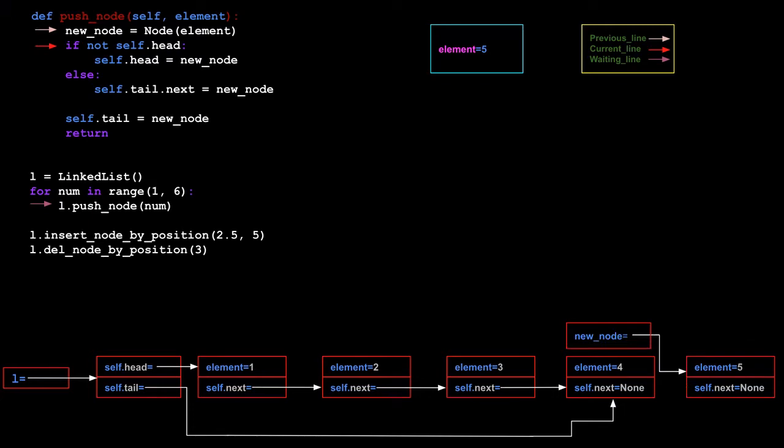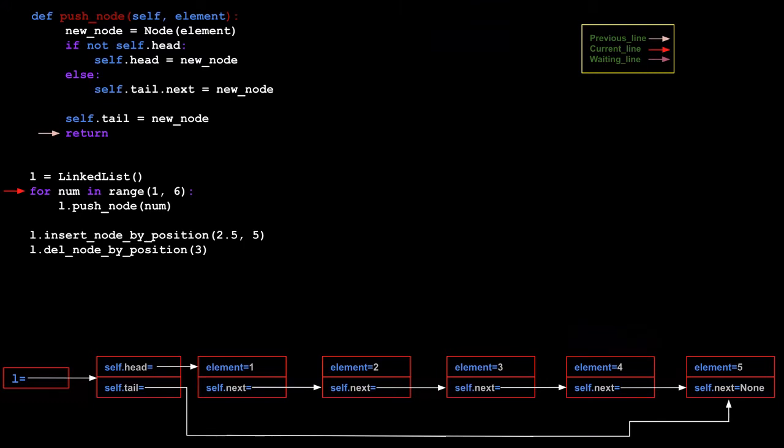We check, and in this case, self.head does not contain an address that is equal to none. So we go inside the else statement, and we do the same thing. Now the node that contains element 4, the field inside there, .next, will point to the node that contains element 5. And then self.tail again points to the last node we added to the end of the linked list. And then we get out of the function, and we go back to where the push node function was called.